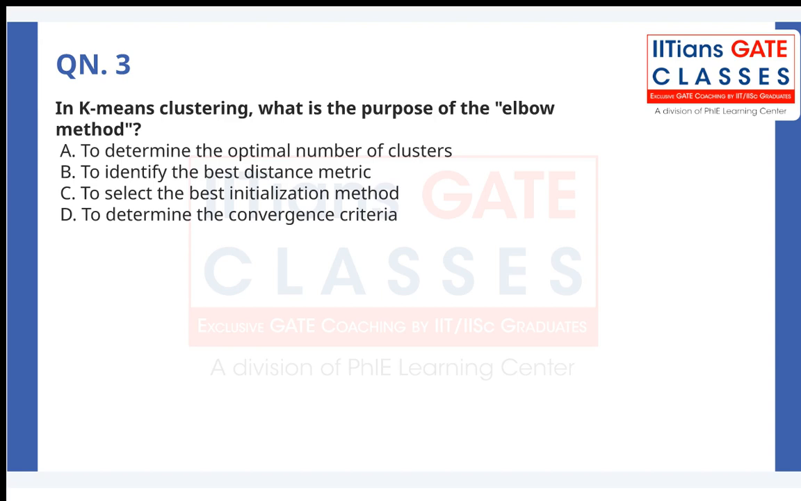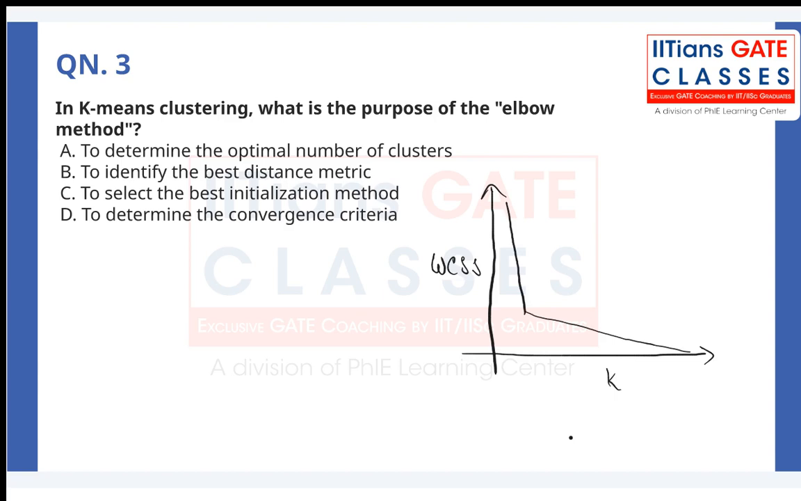In this one, K-means clustering. In K-means clustering, what is the purpose of the elbow method? If you remember the elbow method, what does it do? If I draw the graph, this denotes some value K, and here denotes the within cluster sum of squares, and the elbow method is something like this. It's not a straight line actually, but something like this. So at this point, maybe you can say that this is the optimal value of K.